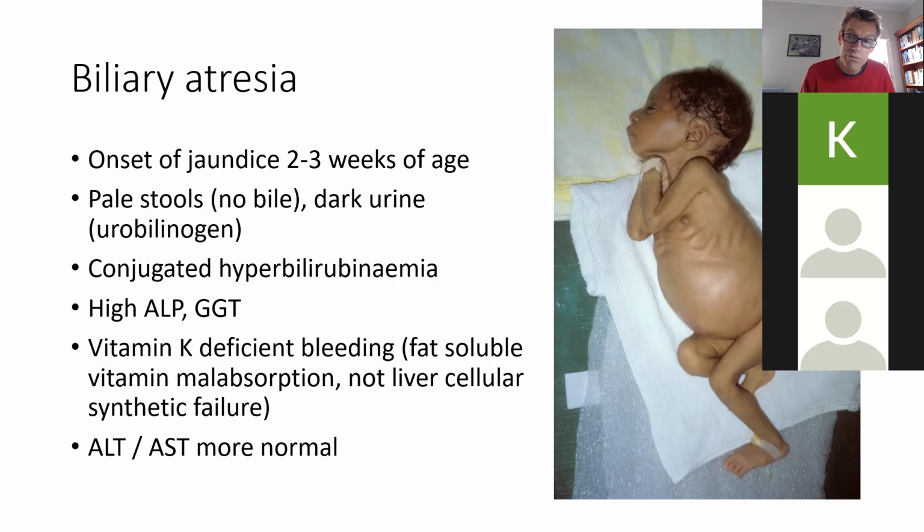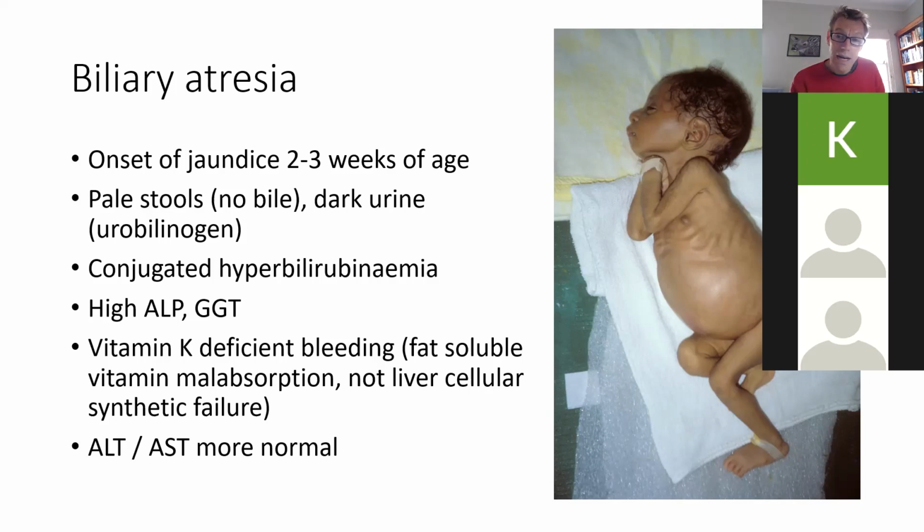And they often have a very deep jaundice. Like this baby had biliary atresia, and I hope you can see the baby was very deeply jaundiced. The clue is that there's no bile pigment in the stools. So the stools are very pale, they're white, because there's complete obstruction of the bile ducts.